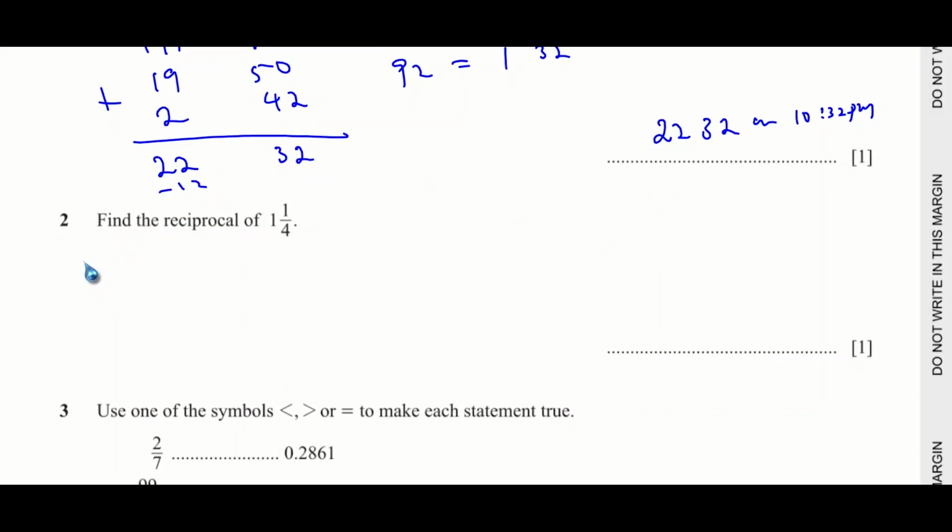Okay, so question 2, find the reciprocal of 1 whole 1 out of 4. So you may need to write this as an improper fraction. 4 times 1 is 4, so 4 add 1 is 5. So you have 5 out of 4. The reciprocal will be the inverse of this. You just swap. The numerator becomes the denominator and the denominator becomes the numerator. So you have 4 out of 5. As your answer, you may want to write this as a decimal, so that will be equal to 0.8.